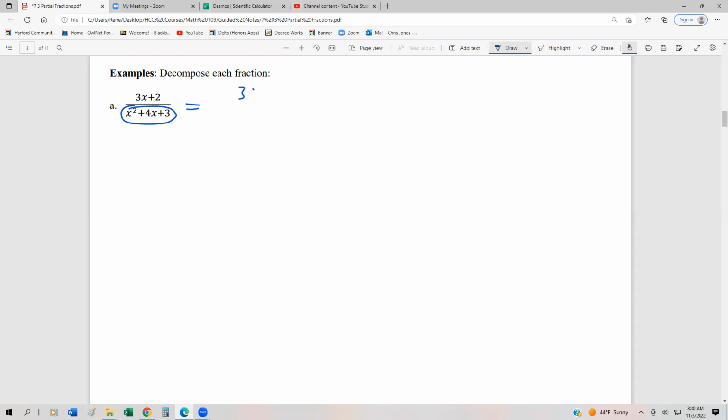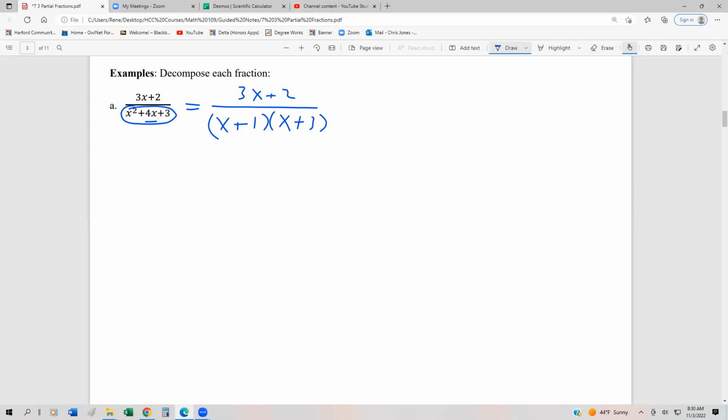So this is going to become (3x + 2) divided by, and we know that this is going to factor into (x + 1)(x + 3), since 3 plus 1 gives us 4. Notice that we have two distinct linear factors. In our previous video, we defined what we meant by distinct and linear.